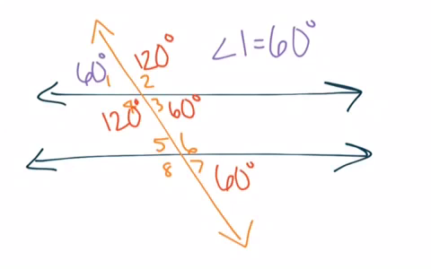As well as angle 2 and angle 6, they are corresponding, so they're going to be congruent. That's going to be 120. Angle 1 and angle 5 are congruent. It'll be 60. And angle 4 and angle 8. It's a good tongue twister. It'll be 120. Okay?